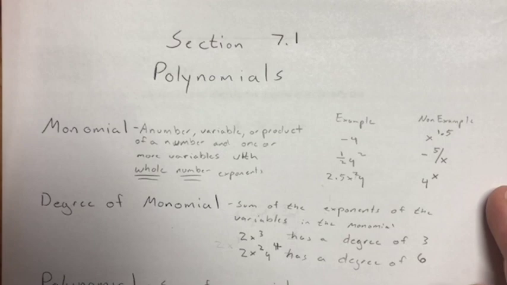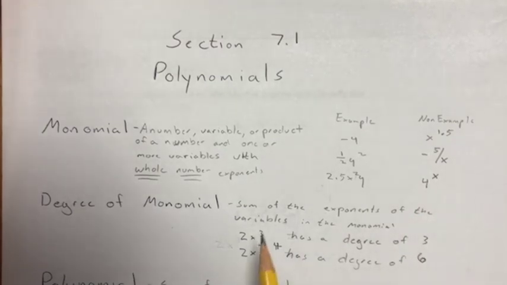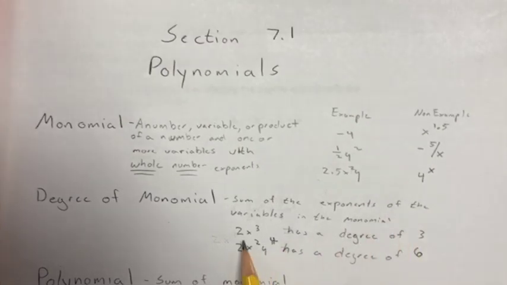Then we have something that's called the degree. It's the sum of the exponents of the variables in a monomial. So if I gave you a monomial 2x to the 3rd power, we just look at this piece right here. This monomial has a degree of 3. It's basically just what the exponent number is.